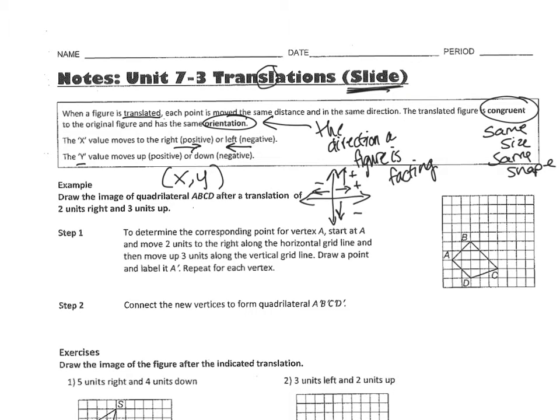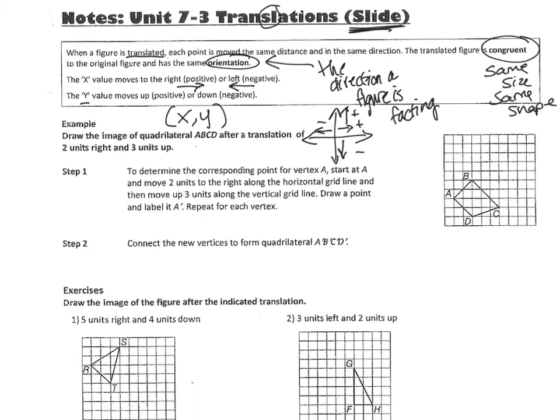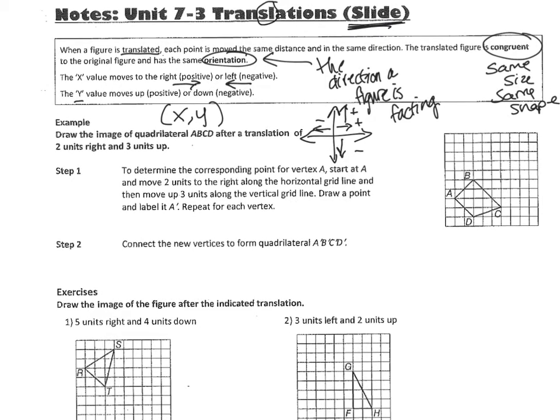So this first example, draw the image of the quadrilateral ABC after a translation of 2 units to the right. So that's talking about our x value, and 3 units up. So that's talking about your y value. So to determine the corresponding point for vertex A, start at A, move 2 units to the right along the horizontal grid line, and then move 3 units along the vertical grid line. Draw a point, label it A prime. That's what that means, that little hash mark by each letter.